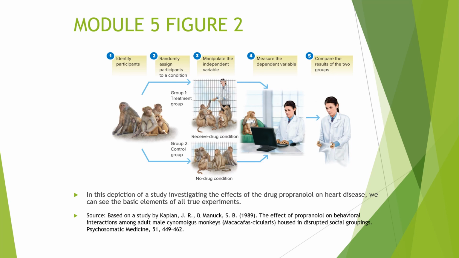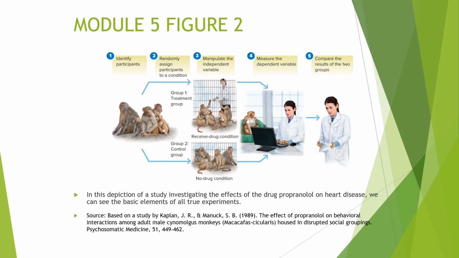This slide is taken from Figure 2 in Module 5. That's on page 41 in your textbook. And you can see this is how an experiment would be conducted. First off, you would identify the participants. Here we're looking at primates. You would randomly assign your participants to a condition. Group 1 is the treatment group. They receive the actual drug. Group 2 is the control group. They do not receive a drug.